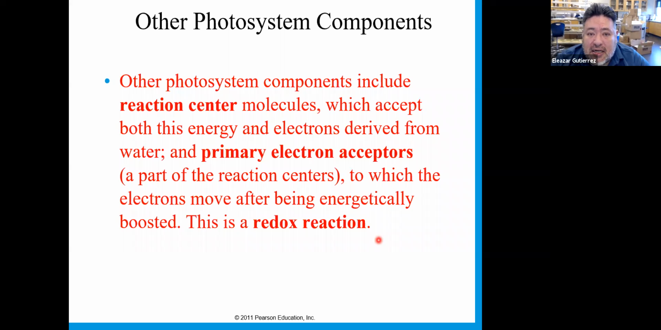Reduction is the accepting of an electron, making a molecule more negative, and that means that some molecule let go of the electron, becoming more positive, and is therefore called oxidation. So in redox, it means that an electron got passed from one moiety to another. One got reduced, became more negative, one became oxidized, became more positive.